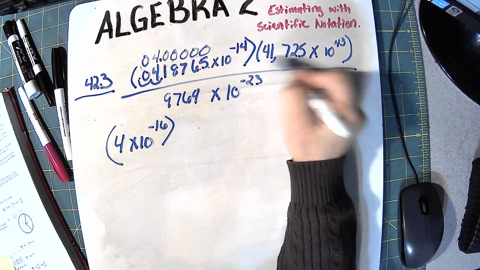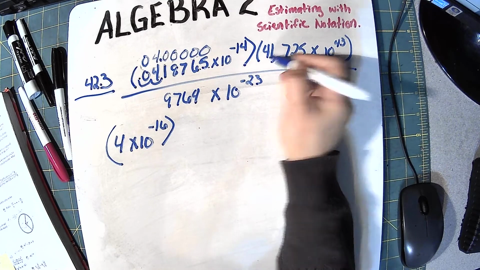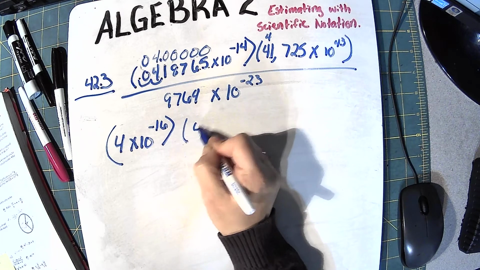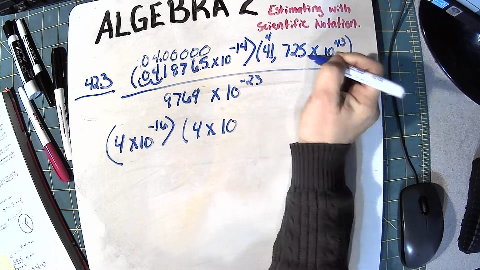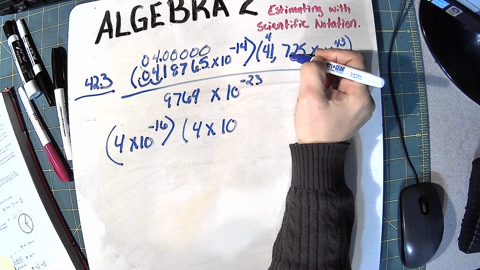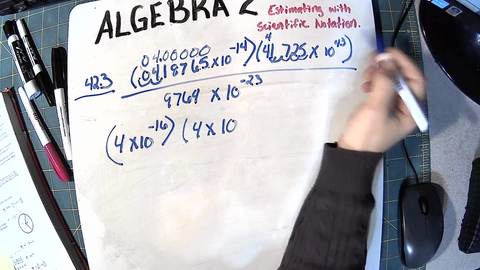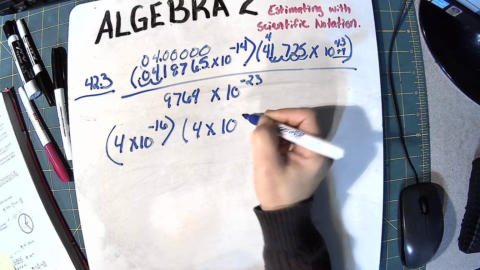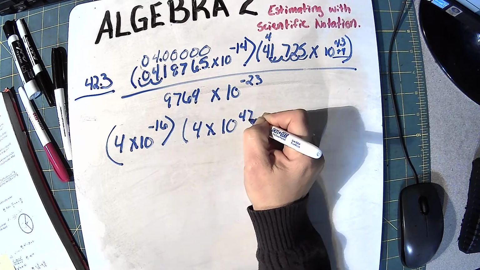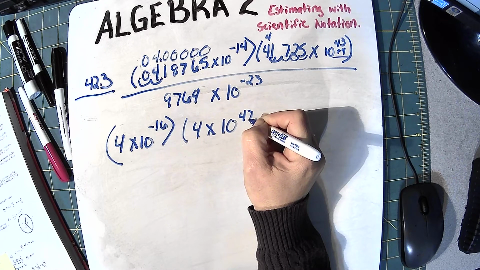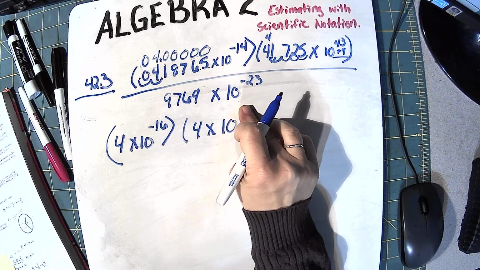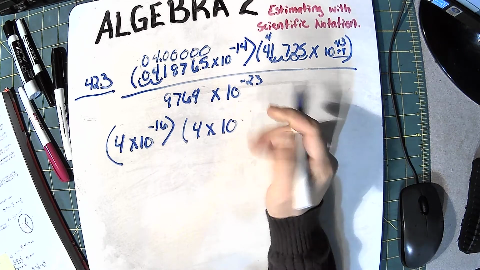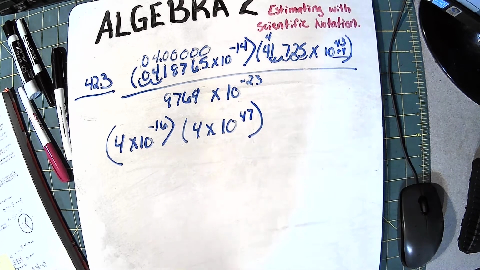Alright, now I'm going to round this one, and I'm going to say it's about 4. So 4 times 10 to the, let's see, I'm going to have to move it 1, 2, 3, 4 spaces. So 3 and 4 is 7. That should be to the 47. No, I moved it the other way. Let's see. Yeah, that's right. To the 47. Okay, there's that.